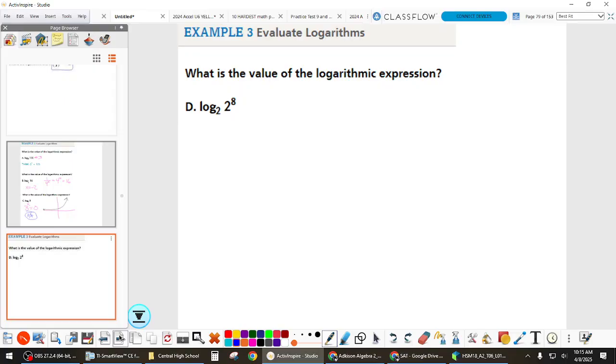What is it asking? I think we should write that in your notes because that seems to be a breakdown. What power of 2 gives 2 to the 8th? It's just 8. So this problem points out that a log base and an exponent base cancel each other out. That's the inverse operation. Okay?